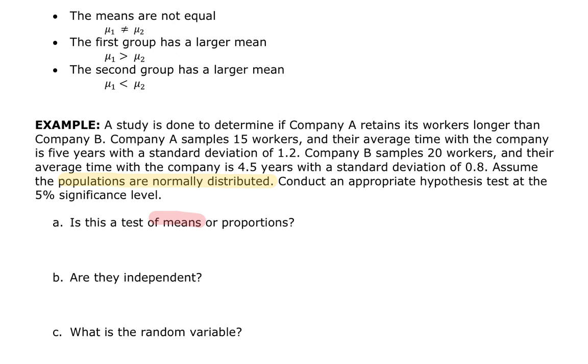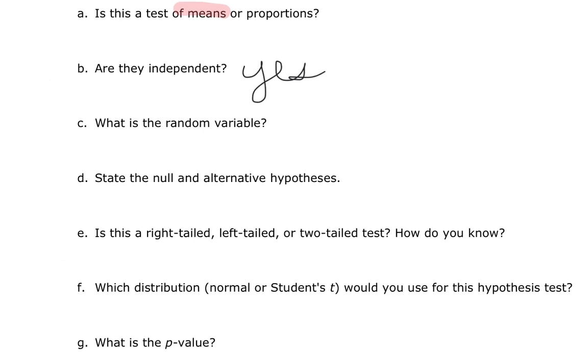Are these independent? The answer is yes, because one person is not working at both companies. Now, one person may have worked at one company and then the other, but the problem doesn't say that, so we assume that they are independent. What is our random variable? Well, our random variable will be x bar.